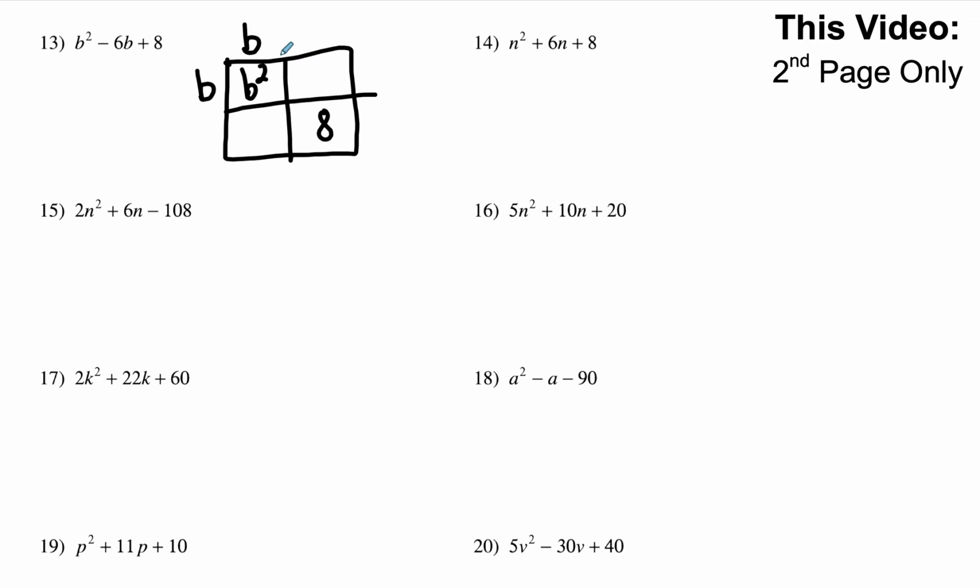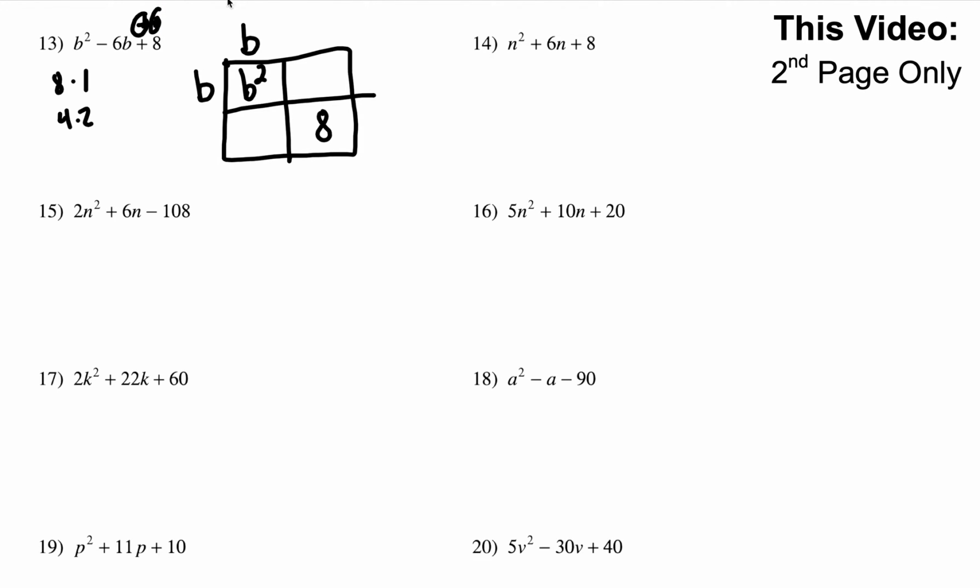Now I need to get the rest of it. How can I multiply two numbers and get 8? I could have 8 times 1, or 4 times 2. Notice that they both need to be positive. Oh, no, they do not. They both need to be negative, because a negative times a negative is a positive, and a negative plus a negative is a negative. So I've got to use -2 and -4. My final answer is b minus 2, b minus 4.